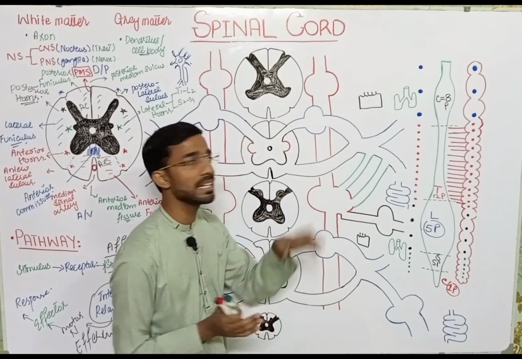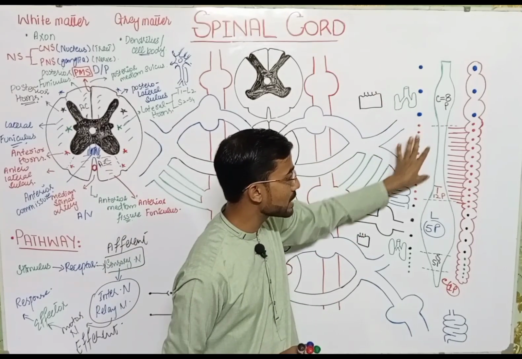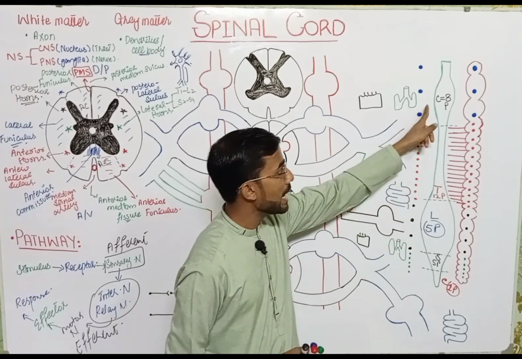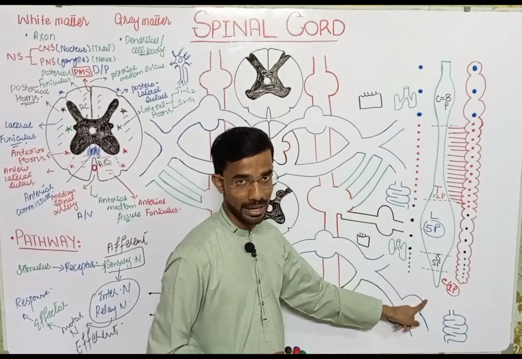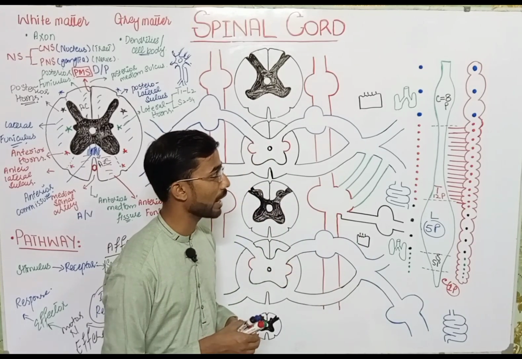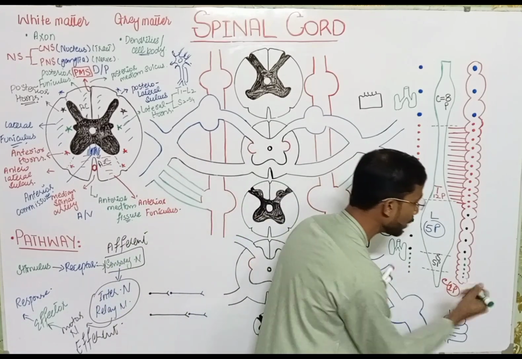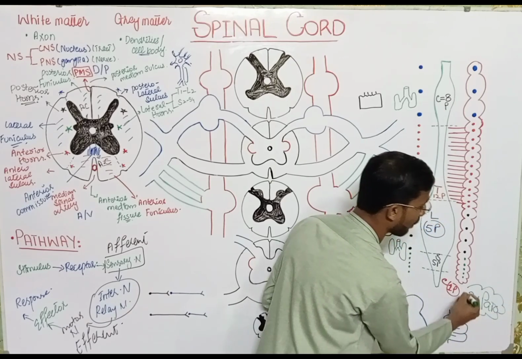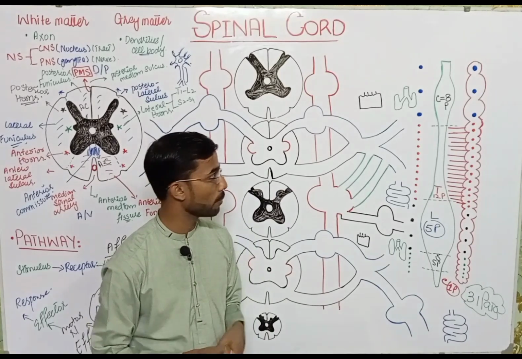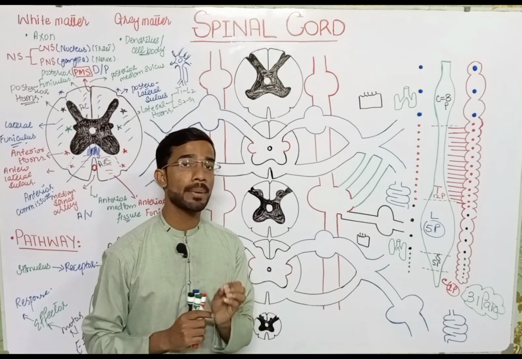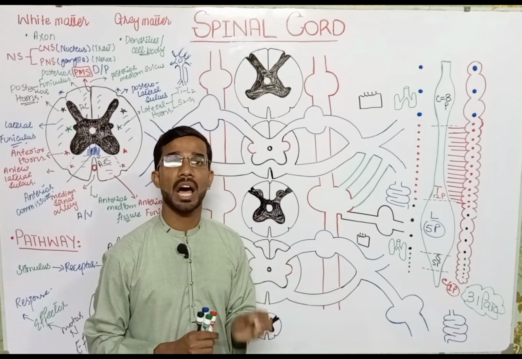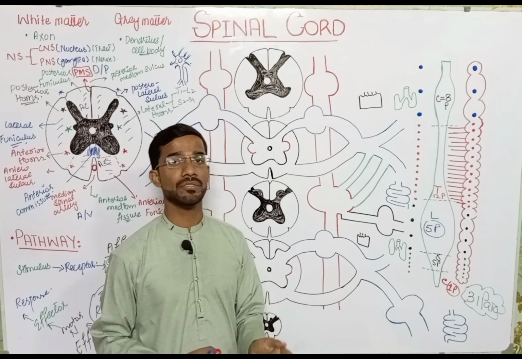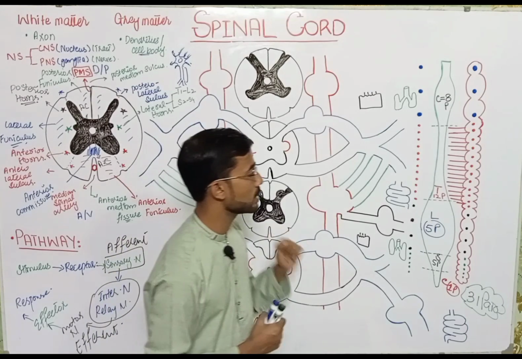So these are the different segments: cervical, thoracic, lumbar, sacrum and coccyx. And 8, 12, 5, 5, 1 pairs of spinal nerves arise, so the total will be 31 pairs. Actually 31 spinal nerves arise from the spinal cord. And keep in mind, all these spinal nerves are mixed nerves. It means they contain both sensory and motor neurons.